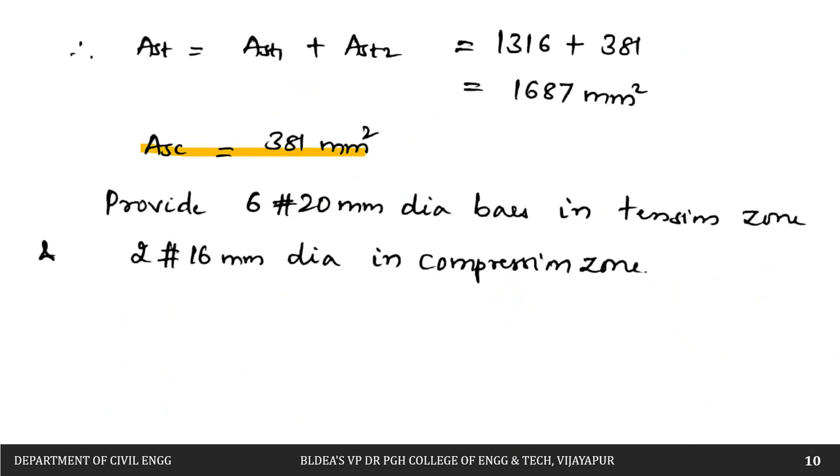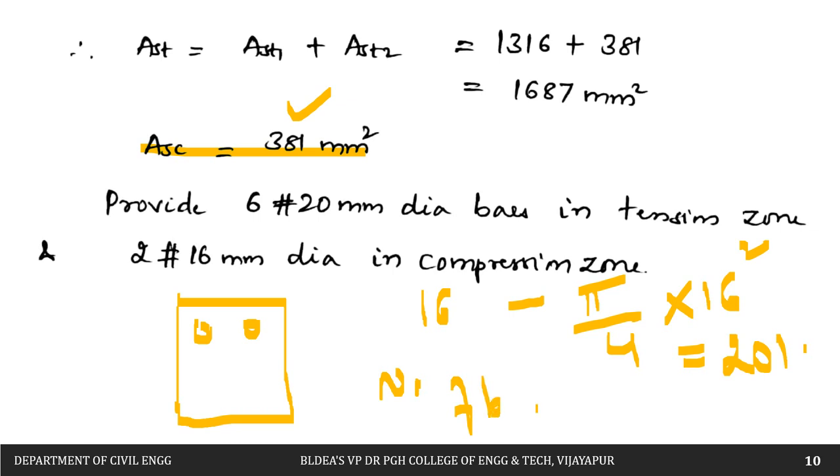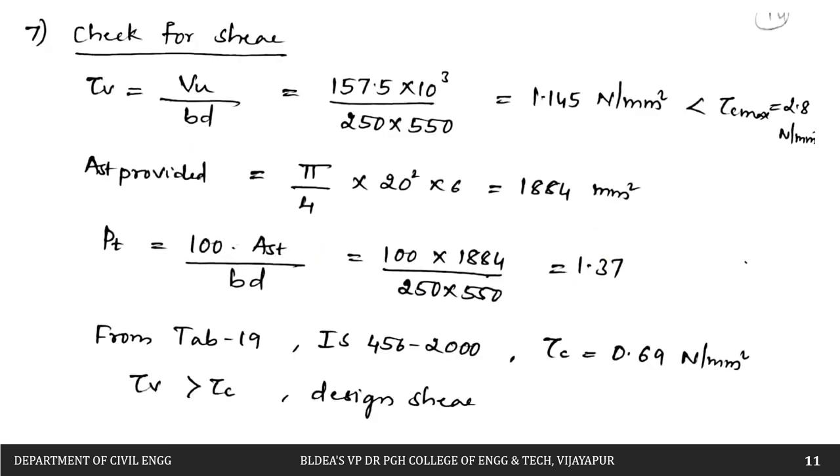Then next is the remaining area of steel in compression, that is at the top. The area required is 381 mm square. Let us assume a bar of 16 mm dia. The area of a single bar will be pi by 4 into 16 square, and we'll get the answer as 201. Then to calculate the number of bars, it will be 381, the total area required, divided by the area of one bar. Nearly you'll get 2 bars. So we'll provide 2 bars of 16 mm dia in the compression zone. This is how we'll provide the bars.